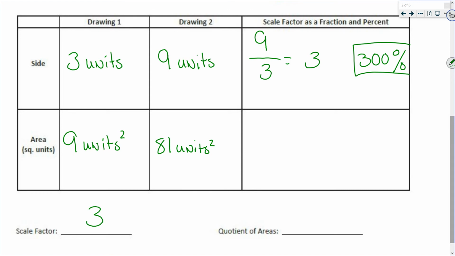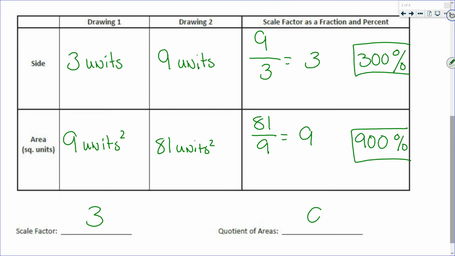Well, we're going to do the same thing. It's got to be drawing 2 over drawing 1. So this time the area is 81 over 9, which reduces to 9. And that as a percent would be 900%. So the quotient of the areas was going to be 9. That's kind of interesting.